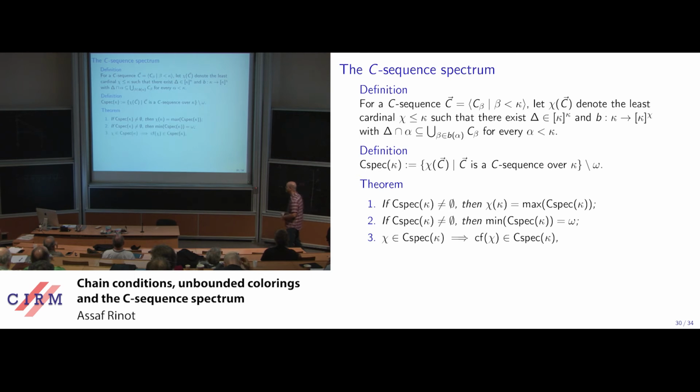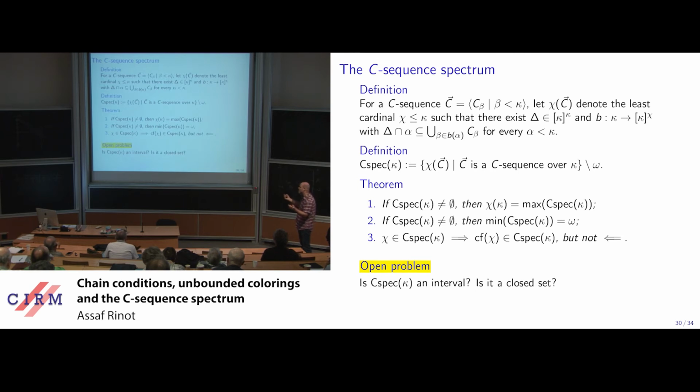And the other theorem is that, well, if Xi is in there, then also the cofinality will be there, but it doesn't work the other way around. And now there are plenty of open problems.